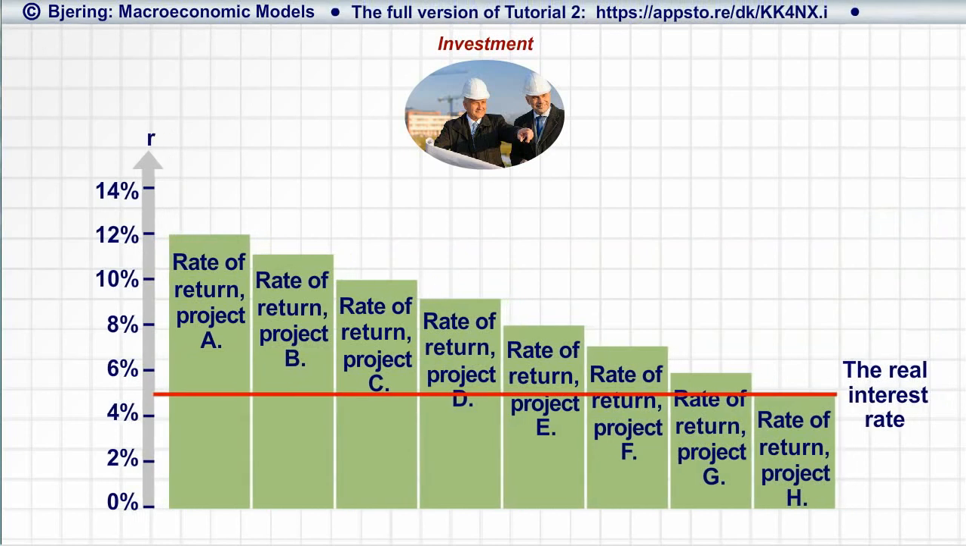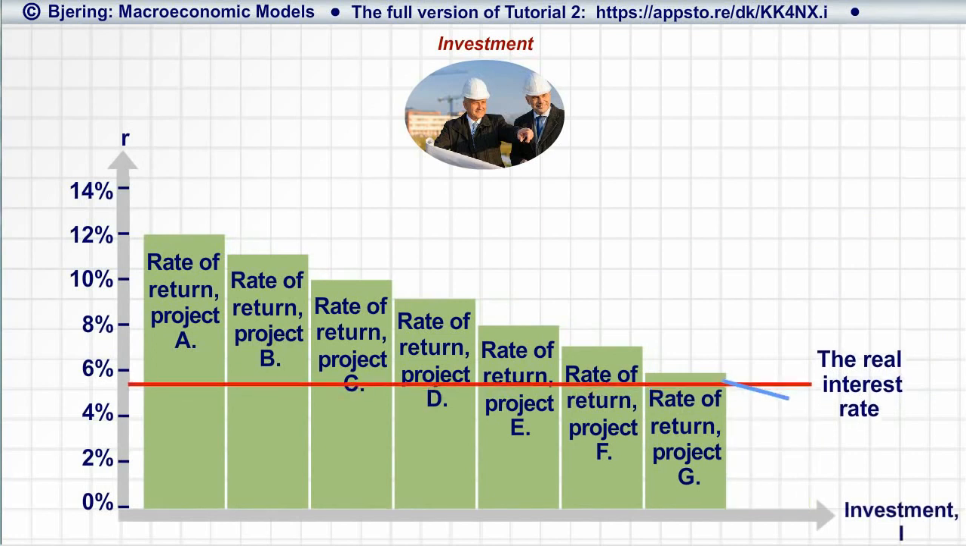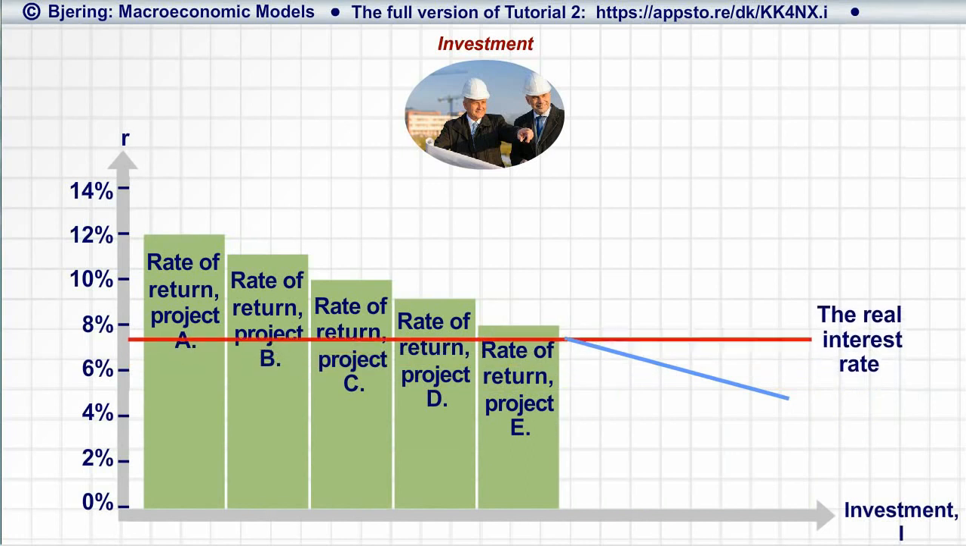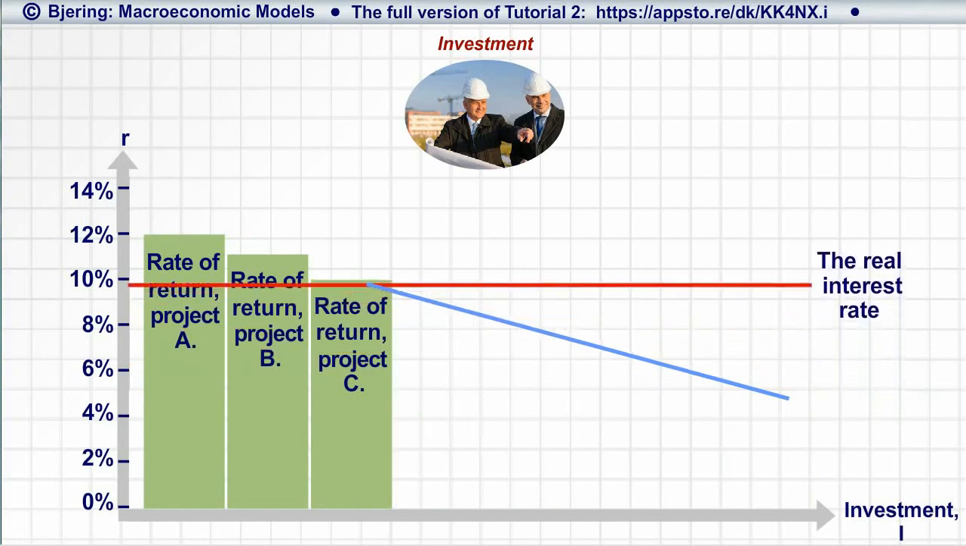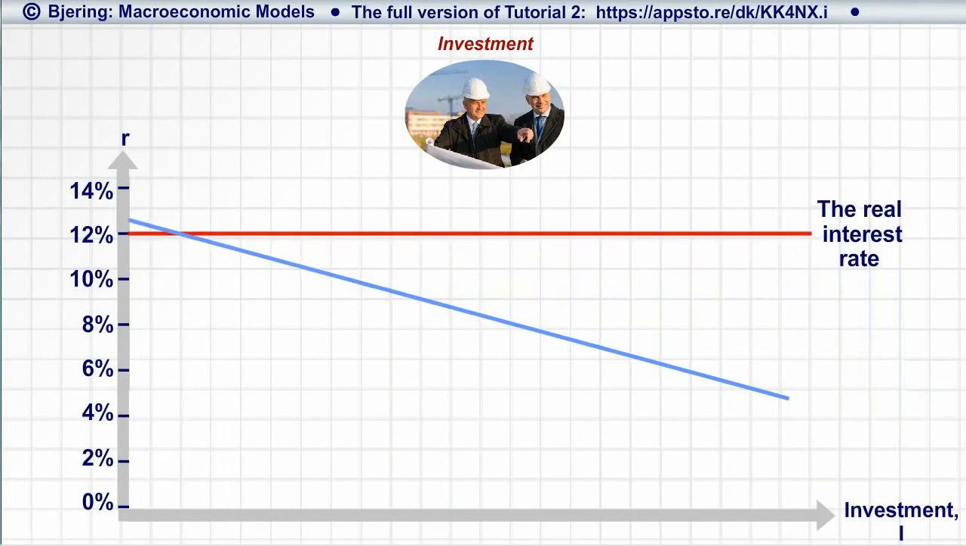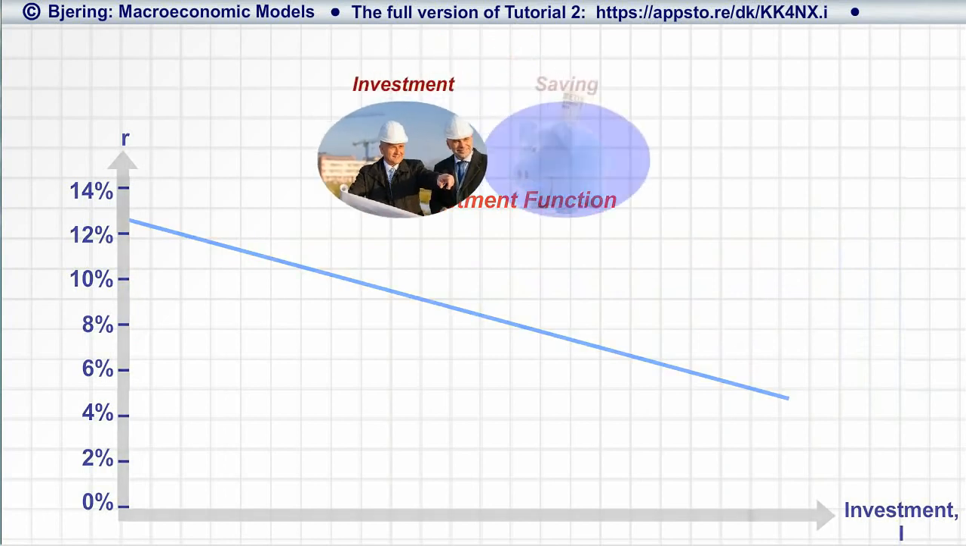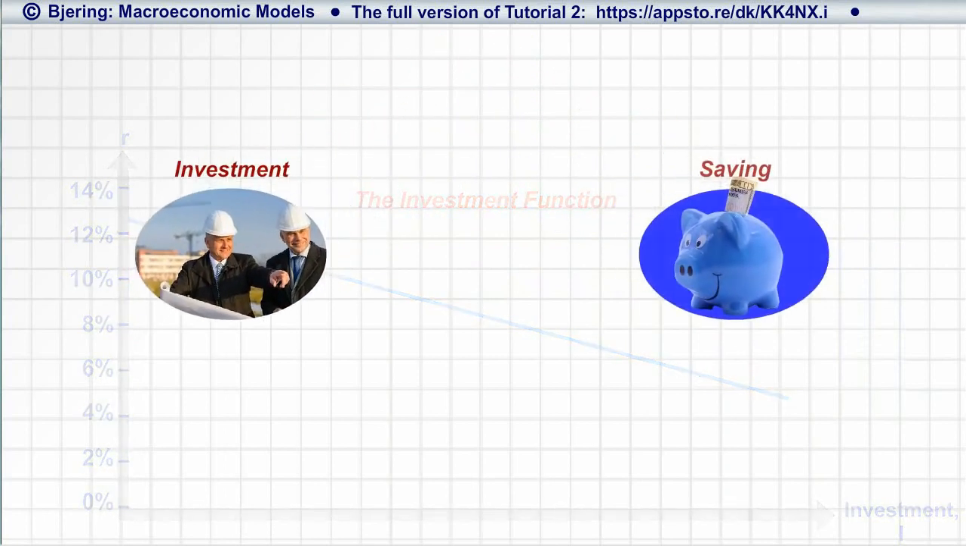The economy's total investment is the sum of the realized investment projects, and it appears that as the real interest rate increases, the sum of profitable investment projects, and thus the economy's planned investment, decreases, as indicated by this line, the investment function. We've now established theories of planned investment and planned savings.